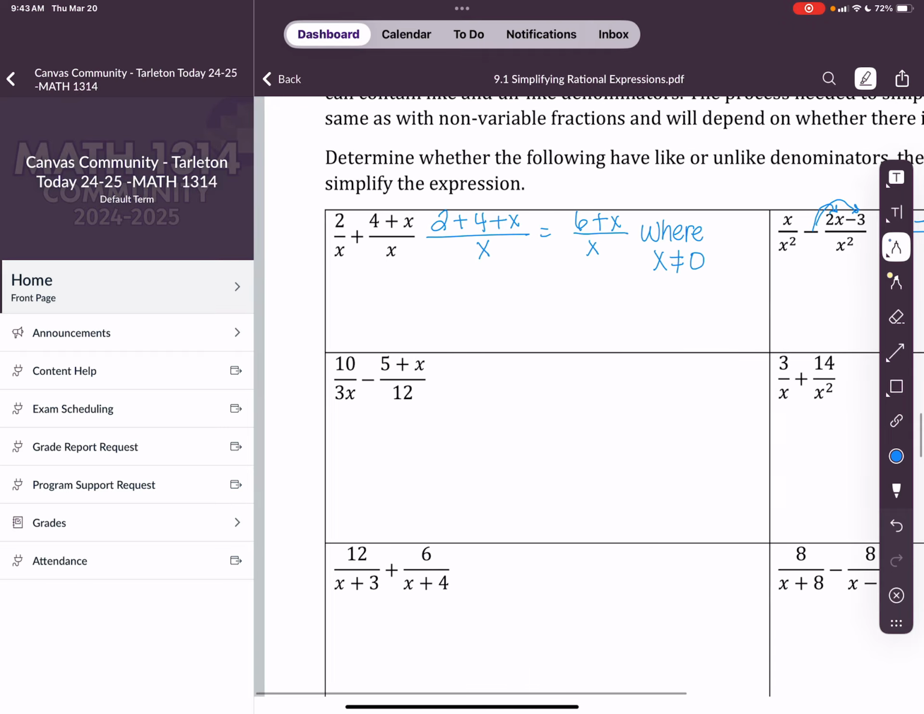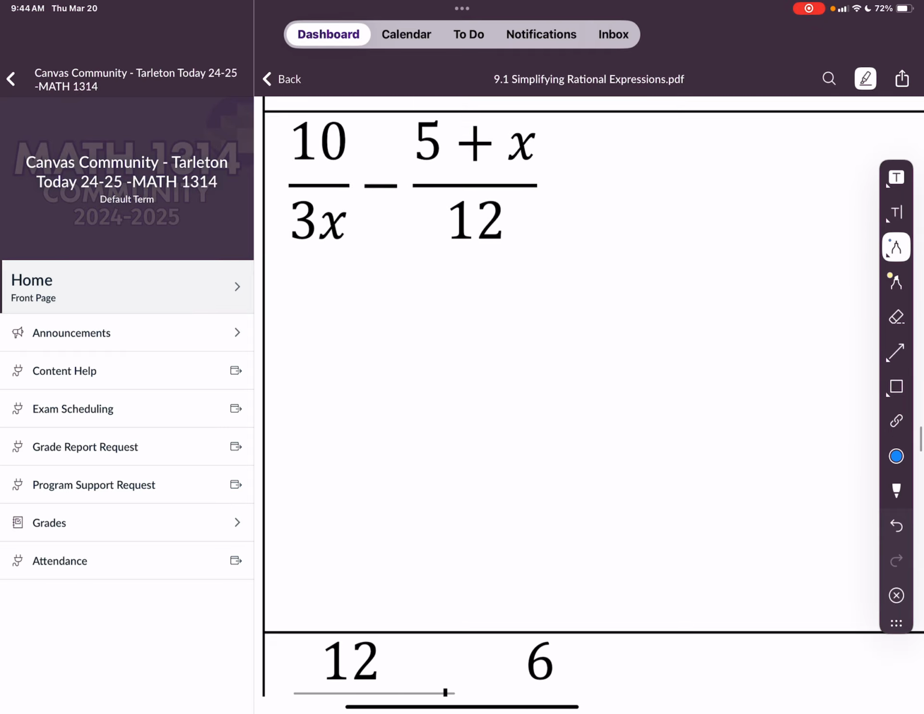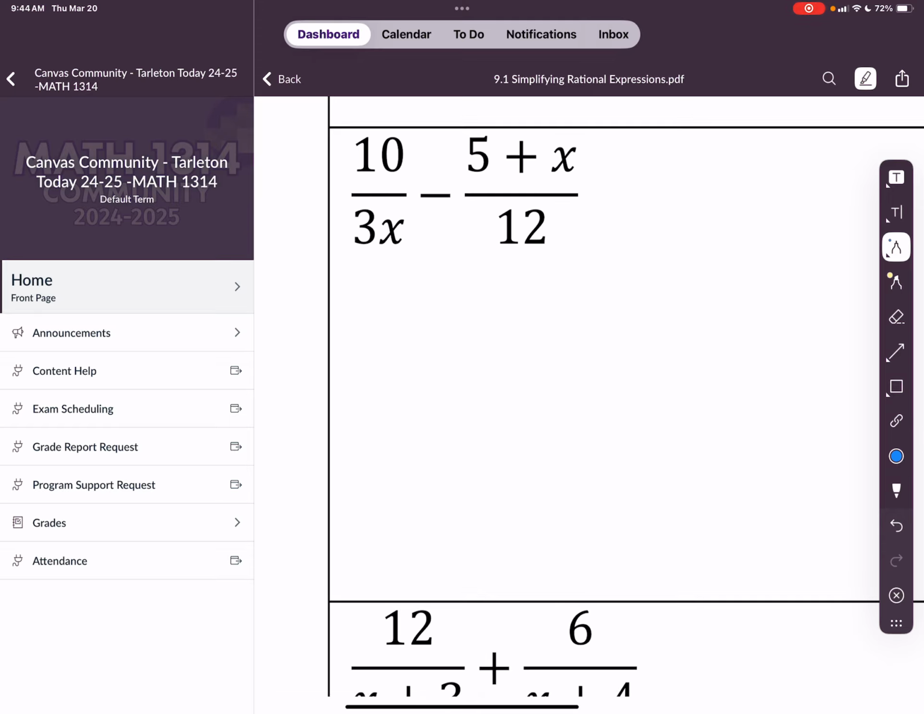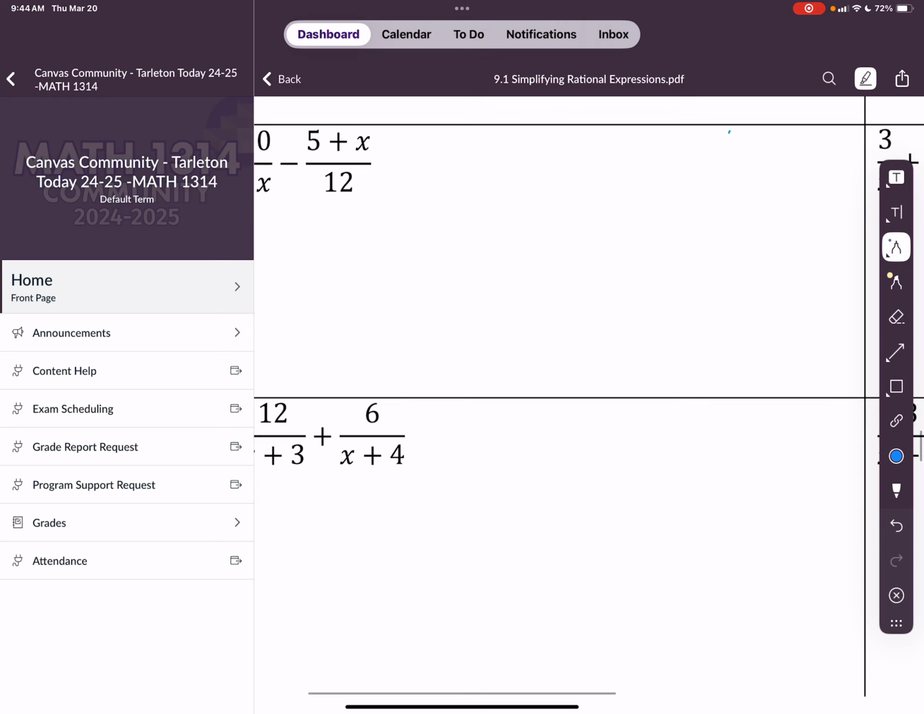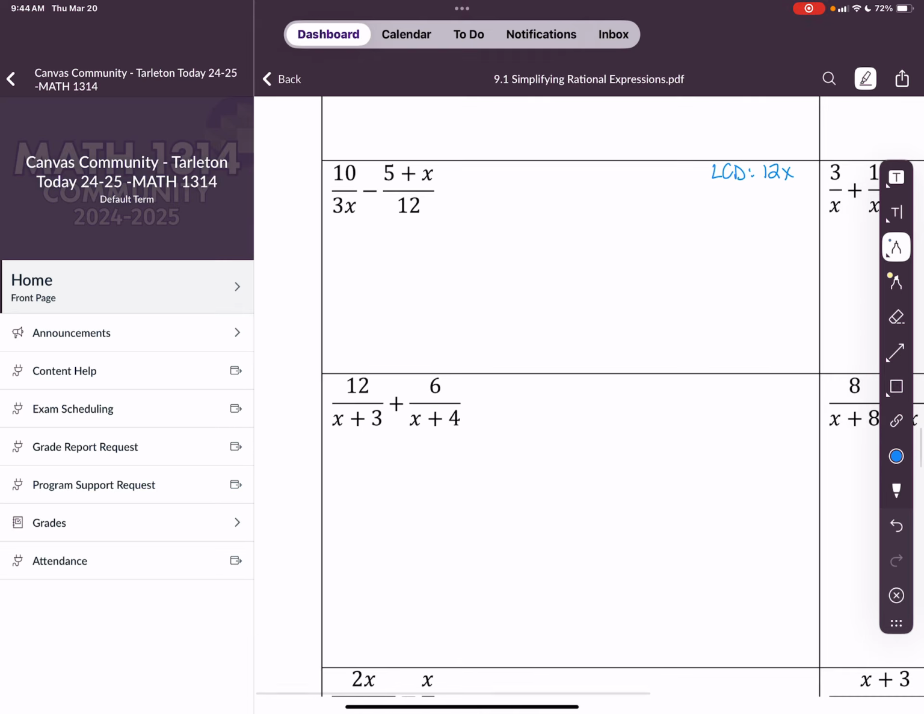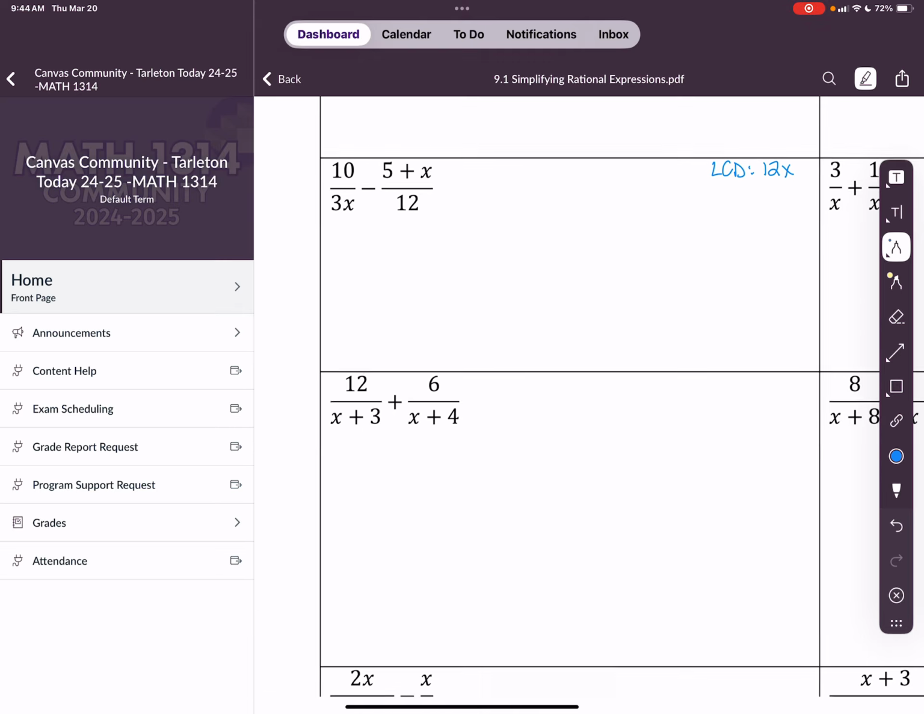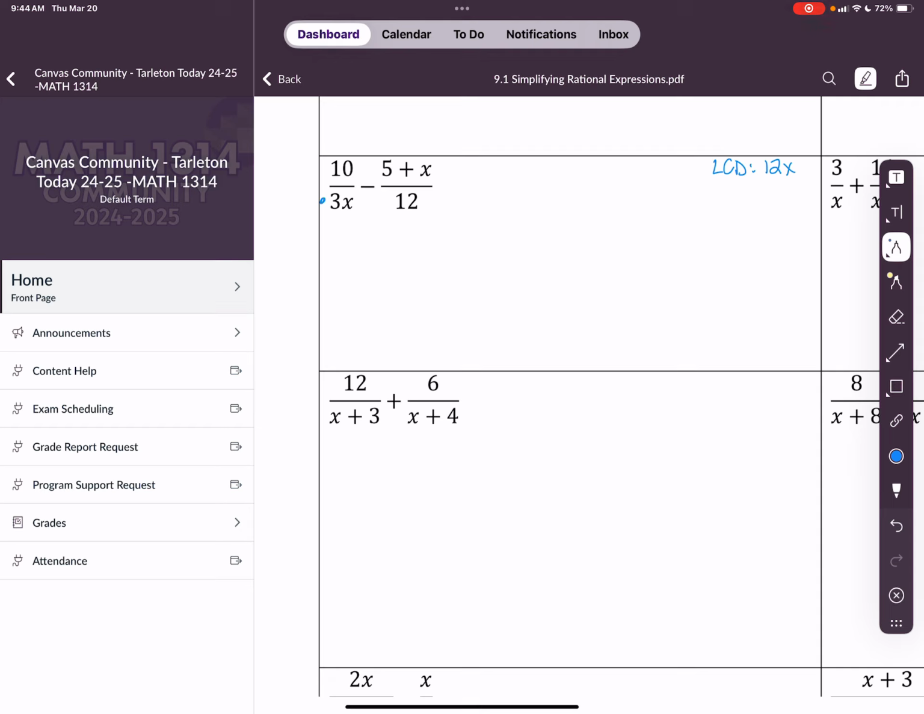All right. So now we move on to this one here. If you look at your denominators, we don't have like denominators, but I know that 3 can go into 12. So I'm going to make my LCD, least common denominator, be 12x. In order to make 3x a 12x, I'm going to multiply it by 4. If I multiply the bottom by 4, I have to multiply the top by 4.